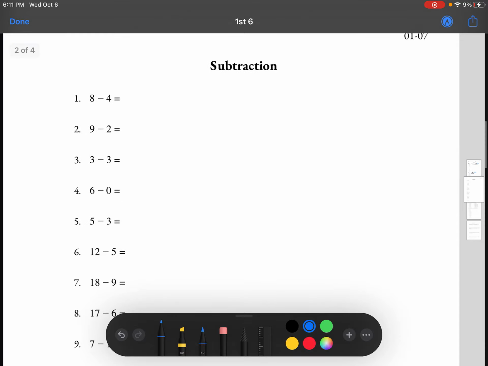We will move on to subtraction. We will do number 2. We can count backwards from 9. So we will go 1, 2 spaces, and it will be 9, 8, 7 if we count backwards. So the answer to number 2 is 7.